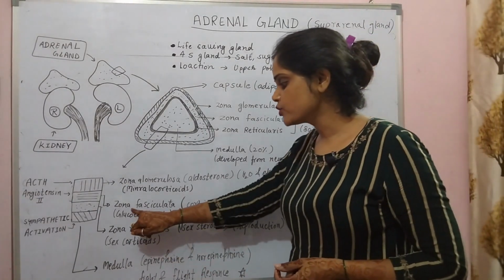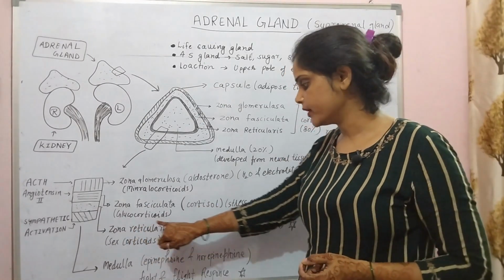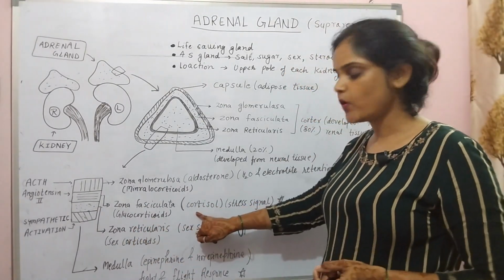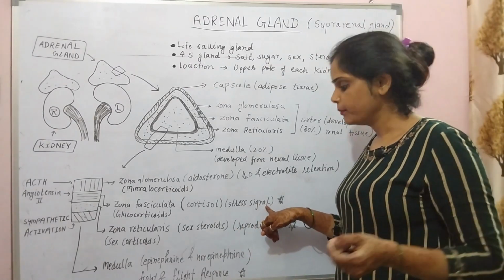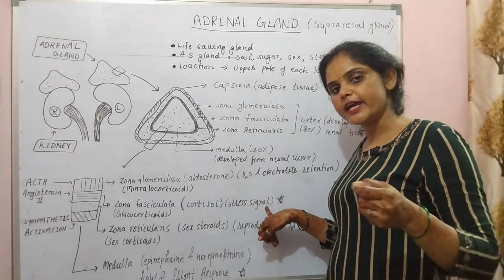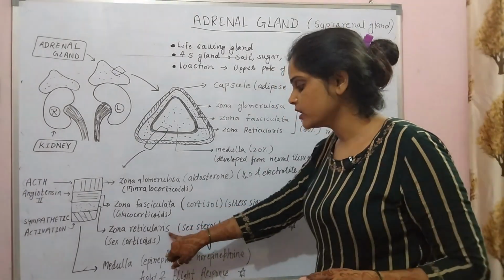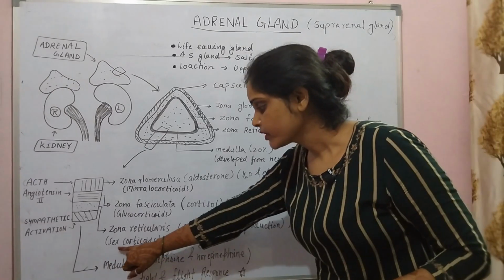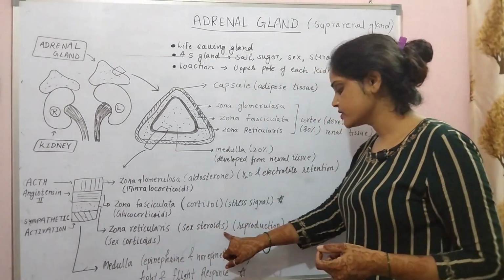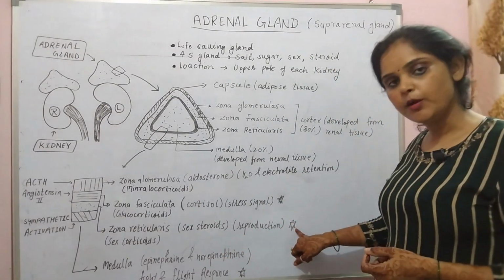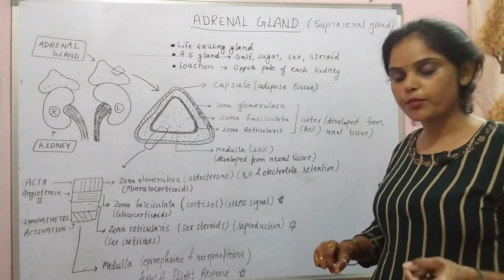Next layer, the zona fasciculata, forms a group of hormones known as the glucocorticoids, and the peculiar hormone in this is cortisol. It provides a stress signal to the brain and helps the body combat excessive external stress. Below it again is the zona reticularis, which forms a group of hormones known as the sex steroids, and these sex steroids help in the reproduction process. So these are the three layers of the cortex region and the hormones formed by them.